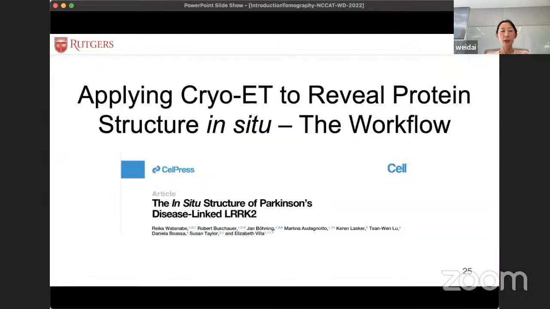Okay. So next, I'm going to use 15 minutes to use one example, a recent publication from Elizabeth Wheeler's group, to show you the workflow of a cellular tomography project, and how tomography can be combined with FIB and CLEM for you to be able to resolve structures inside the cell, okay?